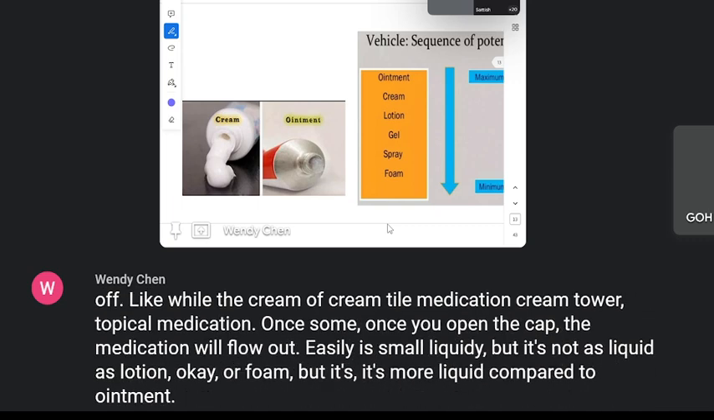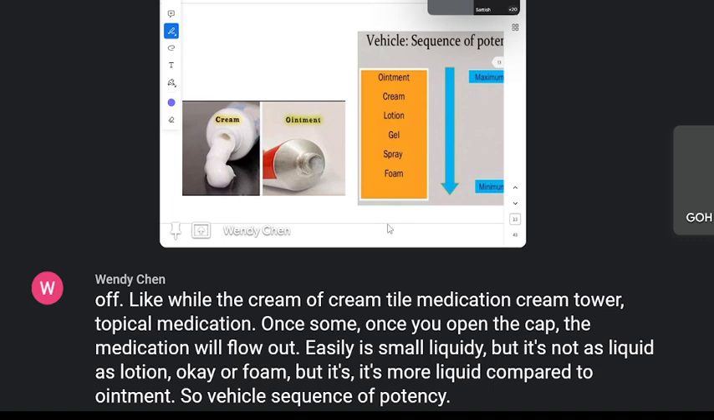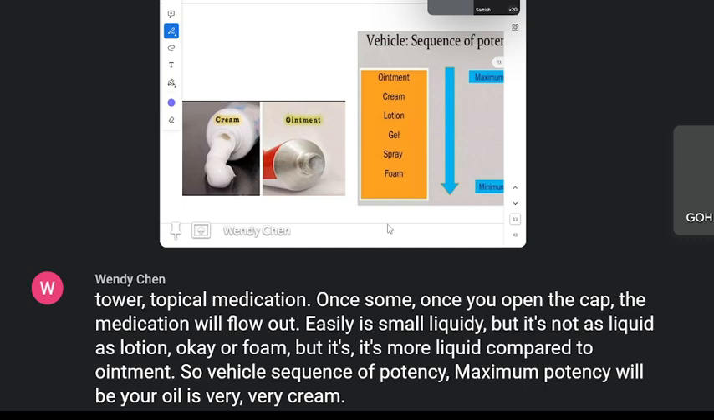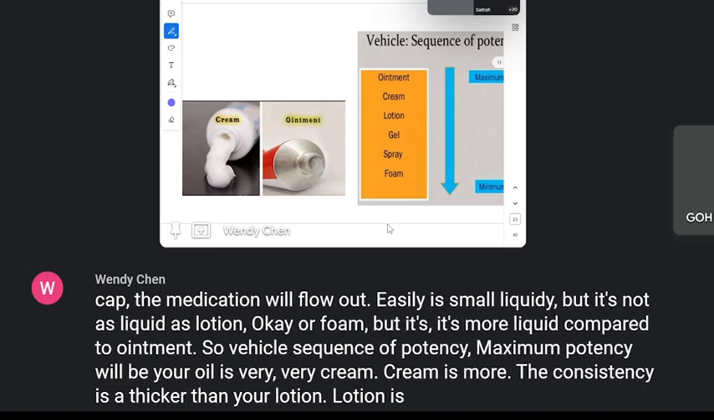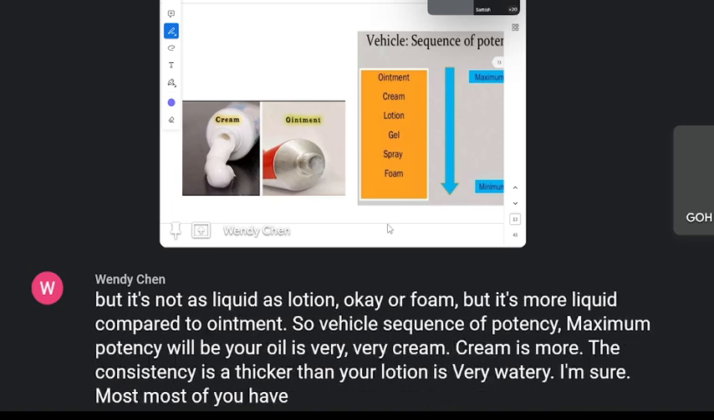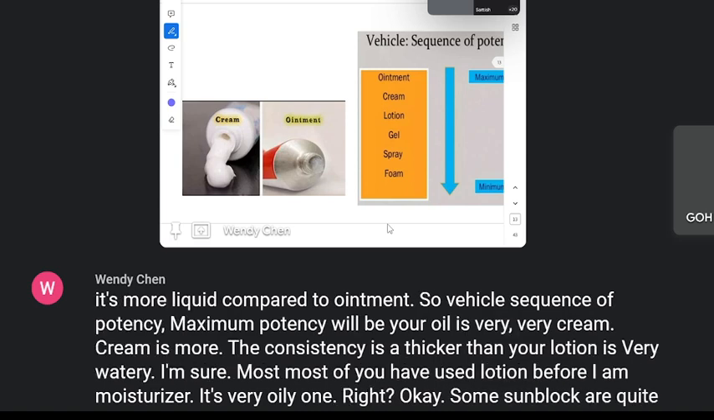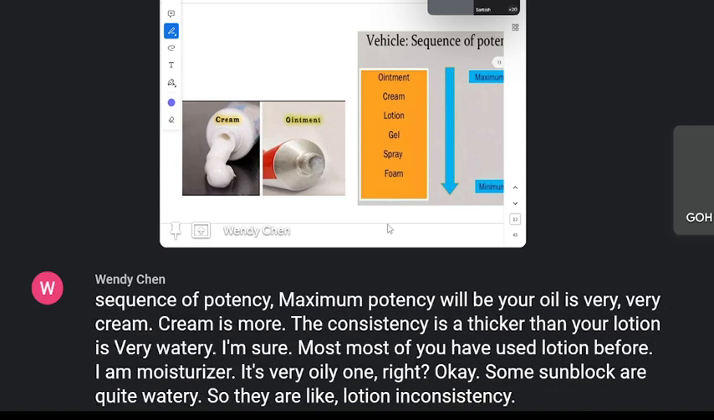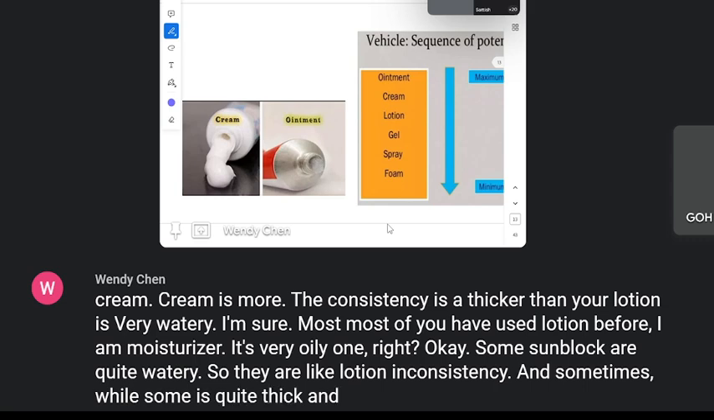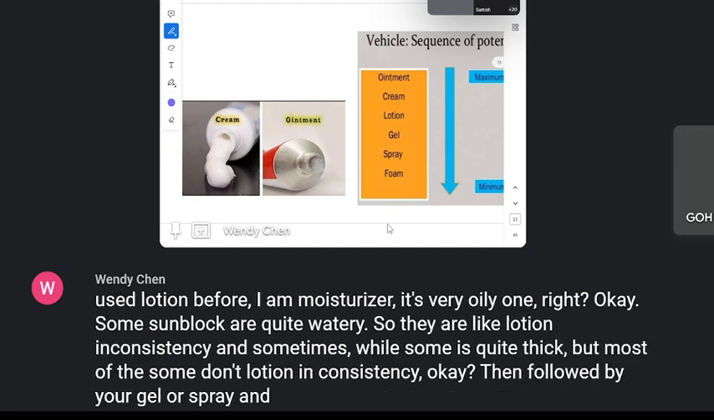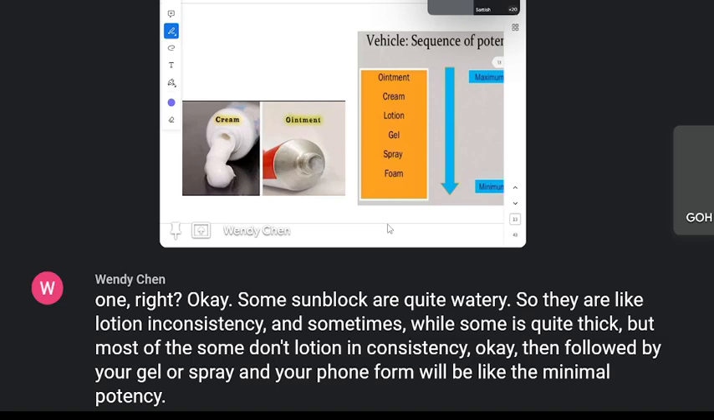compared to ointment. So in the vehicle sequence of potency, maximum potency will be your ointment, because ointment is very oily, followed by your cream. Cream has a thicker consistency than your lotion. Lotion is very watery. I'm sure most of you have used lotion before, right? Some sunblocks are quite watery, so they are like lotion in consistency, while some are quite thick, but most sunblocks are lotion in consistency. Then followed by your gel, your spray, and your foam. Foam will be the minimal potency. Alright.